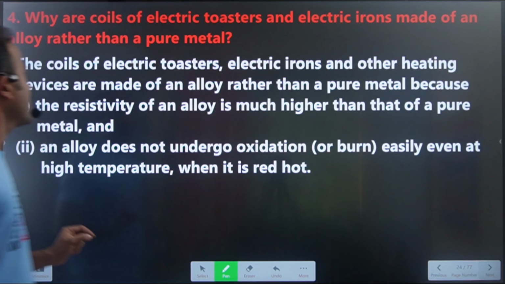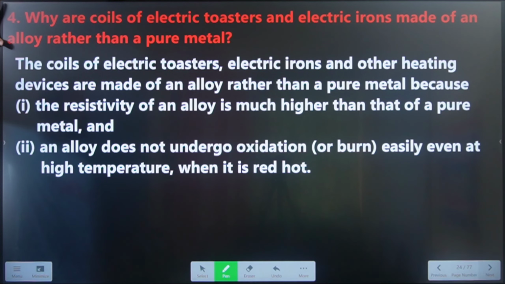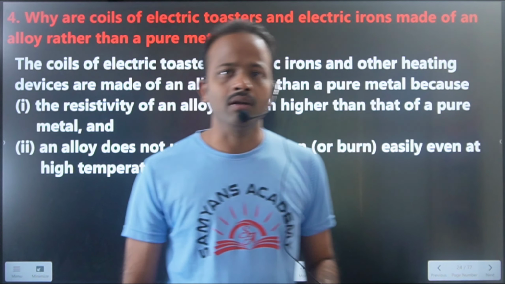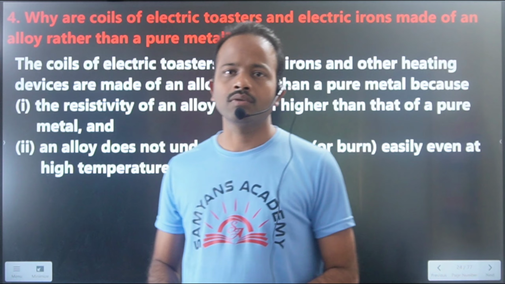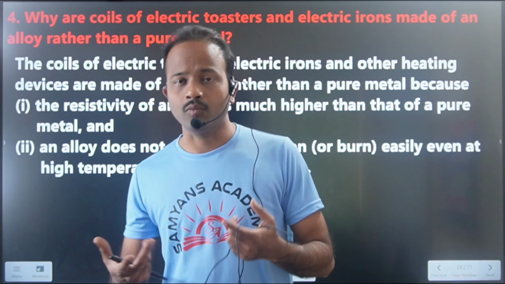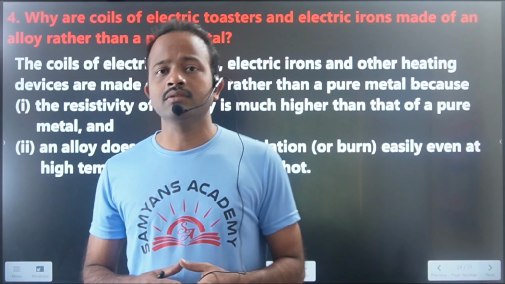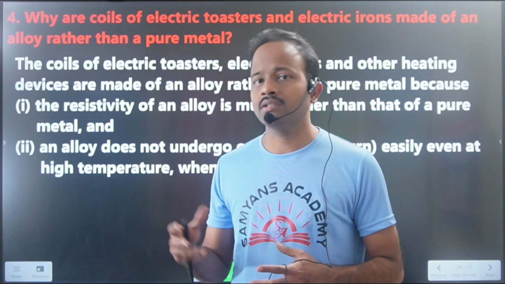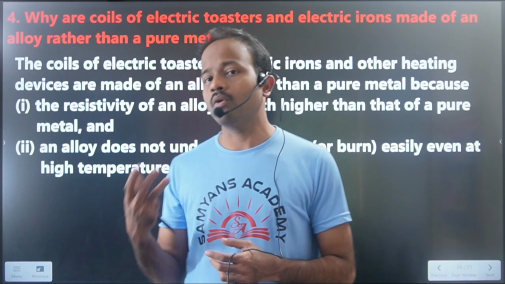Here one more question we have here. Why are coils of electric toasters and electric irons made of an alloy rather than a pure metal? ఓకే, అంటే ఎలక్ట్రిక్ టోస్టర్స్లో ఎలక్ట్రిక్ ఐరన్లో వాడే మెటీరియల్ నార్మల్ మెటల్స్ తీసుకోకుండా అల్లాయ్స్నే ఎందుకు తీసుకుంటున్నాము? ఆల్రెడీ యు నో దట్ అల్లాయ్స్ ఆర్ హ్యావింగ్ ద హై రెసిస్టివిటీ వాల్యూస్, రైట్? బికాస్ ఆఫ్ హై రెసిస్టివిటీ వాల్యూస్ దే ప్రొడ్యూస్ ద మోర్ హీట్.